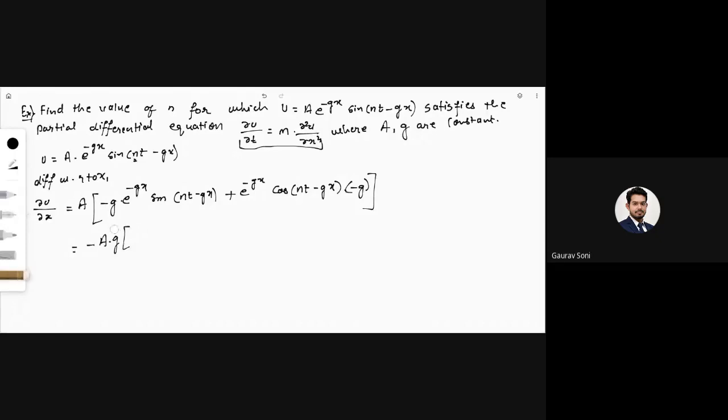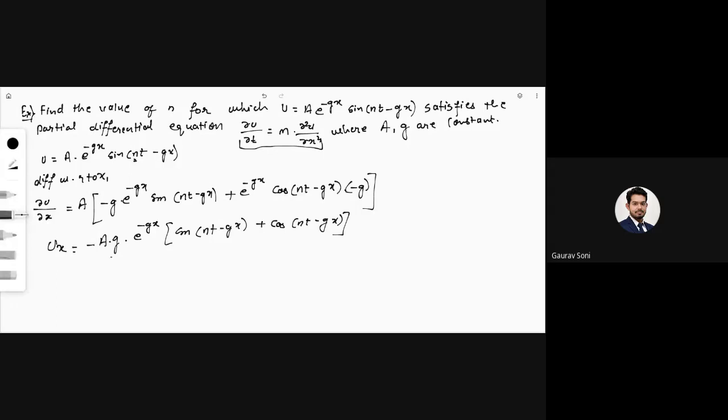e to the power minus gx will be common. In bracket, what we get is sine of nt minus gx plus cos of nt minus gx. This is ux.